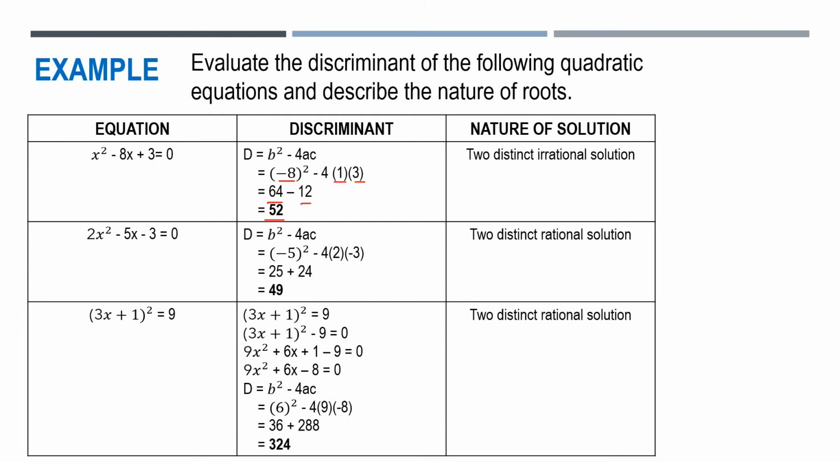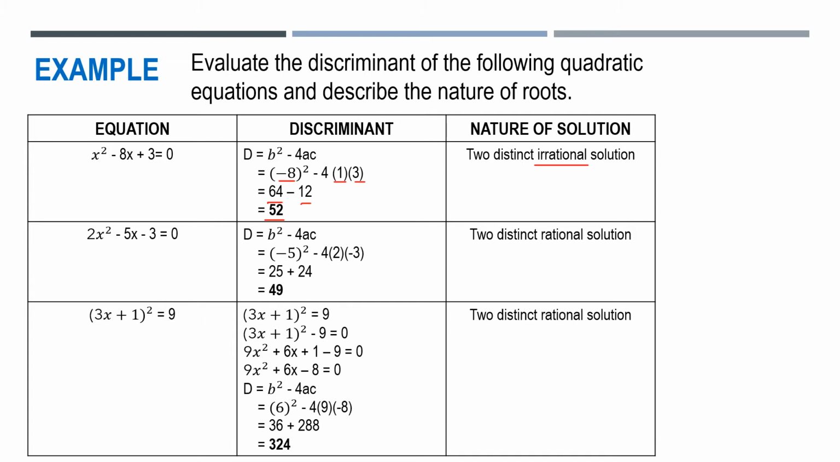So, kapag ang discriminant natin ay positive. So, since 52 is positive and hindi siya perfect square, kaya yan ay two distinct irrational solution. Next, we have 2x squared minus 5x minus 3 equals 0.